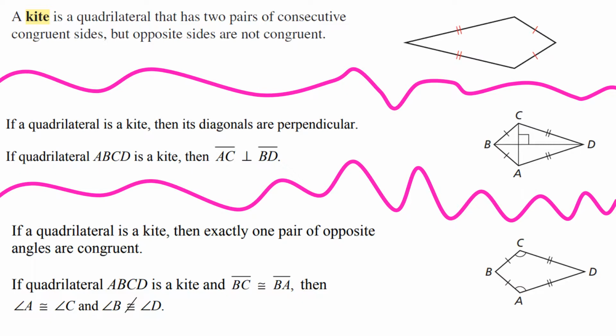Middle picture, notice that the diagonals are perpendicular. So if you know you have a kite, you know the diagonals are perpendicular to each other.